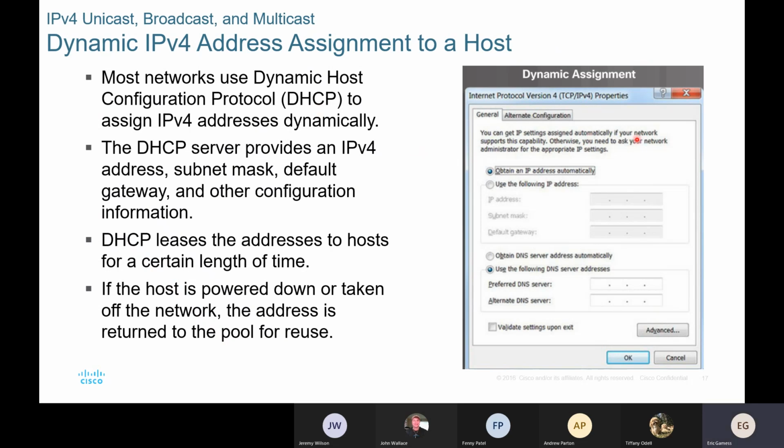So when you configure, this is a Windows machine, for example, to use DHCP, you will have to choose this option: Obtain my IP address and other parameters automatically, which means that when you boot your computer, it will try to communicate with a DHCP server and will ask the DHCP server, can you please give me my network configuration? And the DHCP server will tell the machine, use this IP address, use this net mask, use this default gateway.